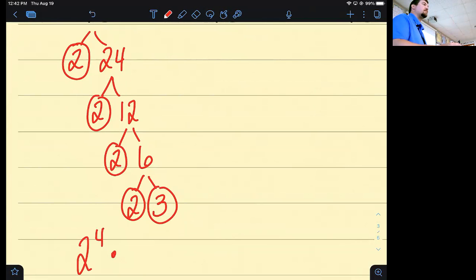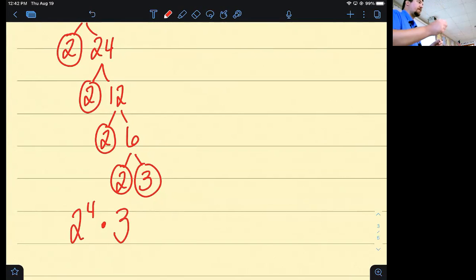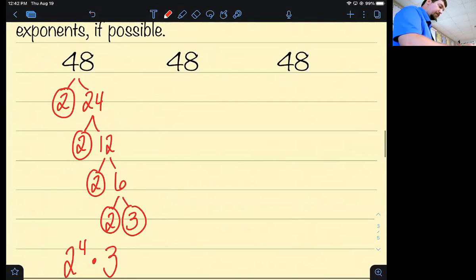Times, don't forget the times symbol between, or X, whatever you want to use as your times symbol, 3. And I promise you, Aaron, if you were to write 3 times 2 to the 4th on your quiz tomorrow, I will count it right. The order doesn't matter to me. Just don't put 3 to the 4th. It's got to be 2 to the 4th, but it can be 3 times 2 to the 4th. You can reverse the order, still the same thing.